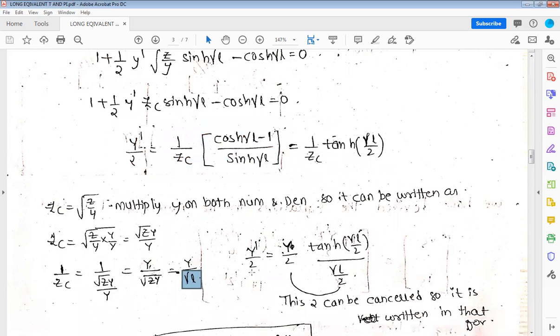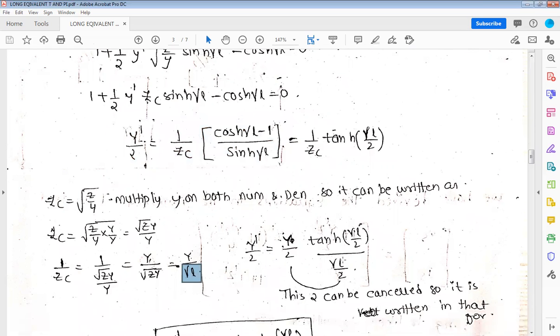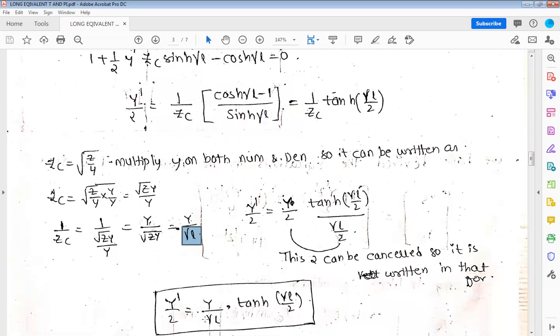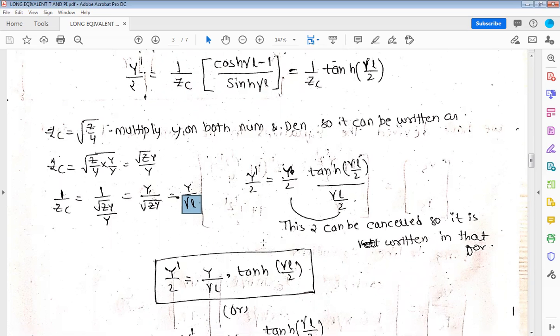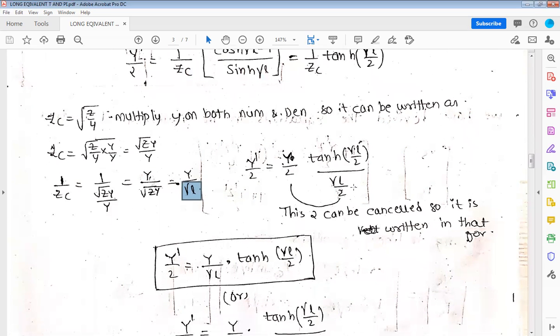So Y dash by 2 is equal to Y by 2 into tanh of gamma l by 2 by gamma l by 2. I am representing this by 2 because this 2 will be cancelled out. Again that equation will be obtained: Y dash by 2 is equal to Y by gamma l into tanh of gamma l by 2. To cancel that out, I am representing this as gamma l by 2, so that the total representation will be Y dash by 2, and this will be represented in Y by 2. That's why I have written that equation in this gamma l by 2.